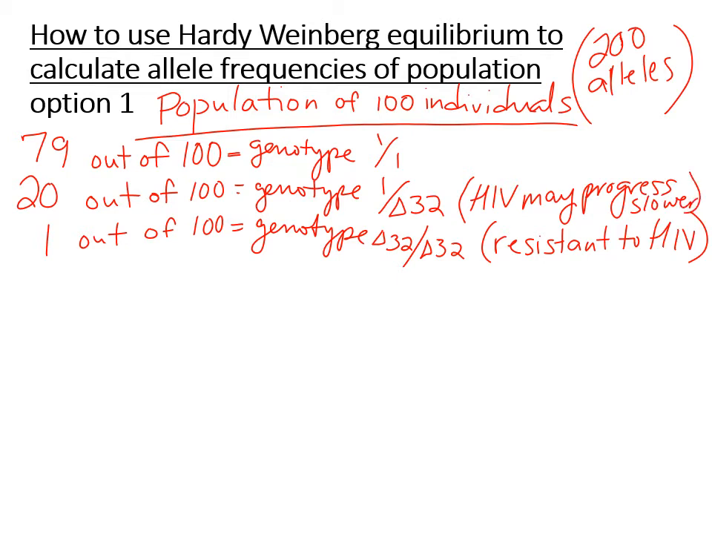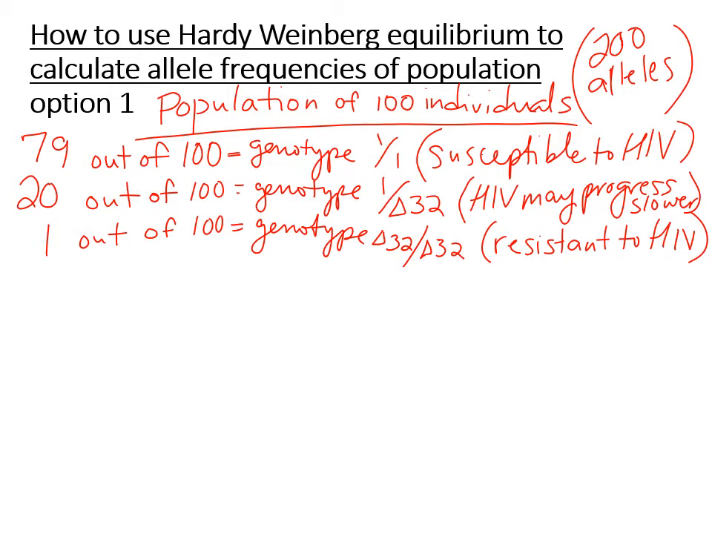Unfortunately, most of the world population is 1, 1. So when we're looking at this problem, allele capital A is 1, and allele lowercase a is delta 32. Those are the names of the alleles. If you're 1, 1 genotype, unfortunately, you are susceptible to HIV, and most of the world population is genotype 1, 1.